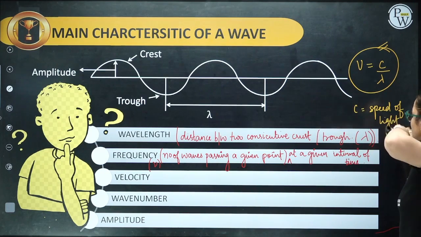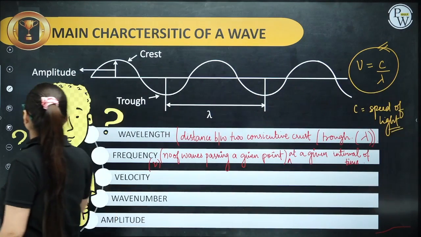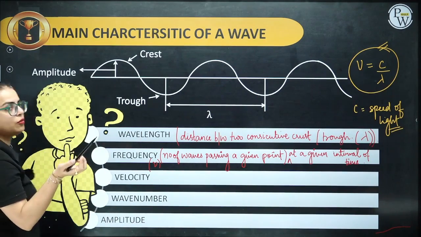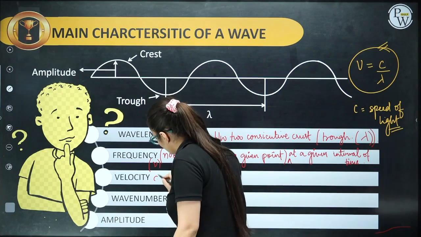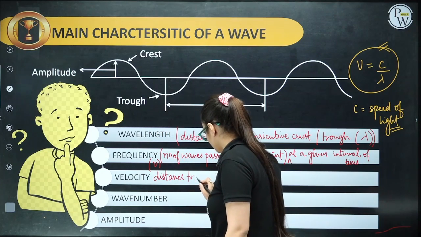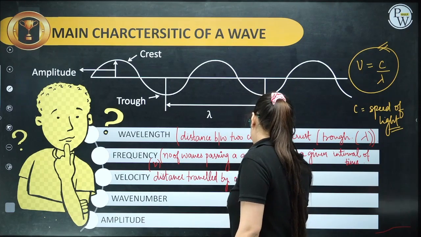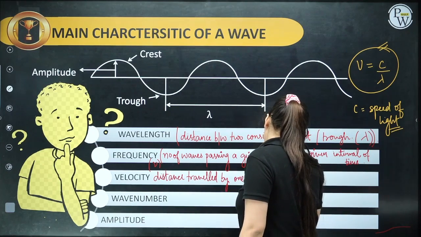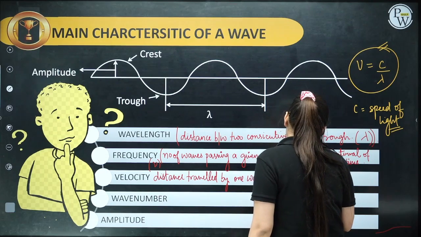Also write down this formula, students. Now talking about the next one, we have velocity. What is the formula for velocity? You may have done it in your physics: distance upon time. So basically it is the distance traveled by one wave in a particular interval of time.